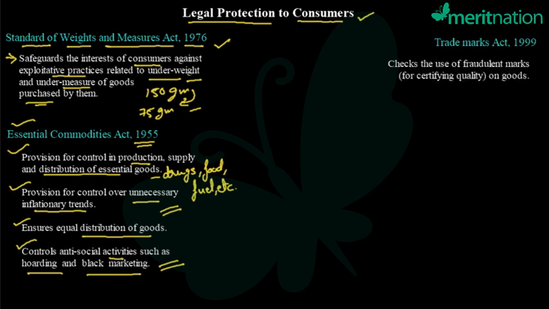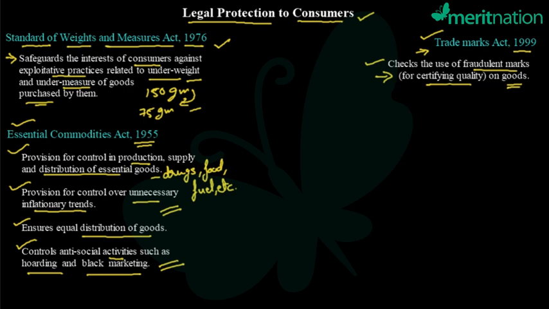Now let's move to the next act, which is Trademarks Act 1999. This act checks the use of fraudulent marks for certifying quality on various goods. In other words, if a consumer buys a product with a fake quality mark which certifies the quality of the good, then the consumer can find probable relief under Trademark Act 1999.